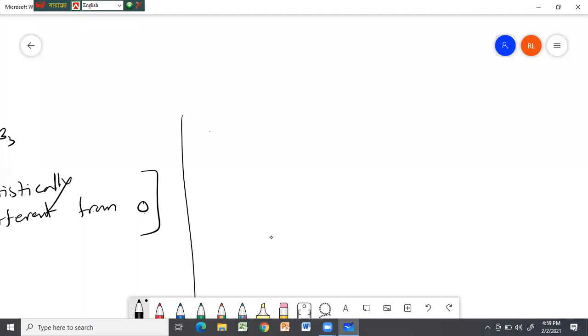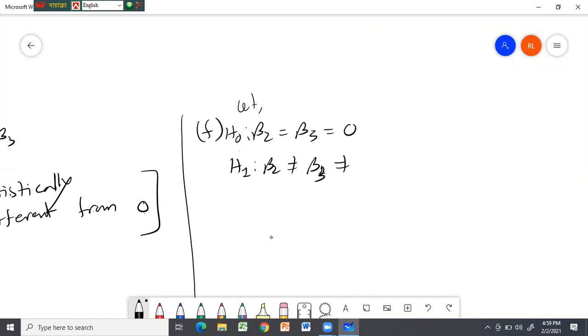Number F, last one. F says test at 5% level of significance: all partial slope coefficients are equal to 0. You have to take a null hypothesis that all partial slope coefficients are equal to 0. And your alternative hypothesis is beta2 and beta3 not equal to 0.